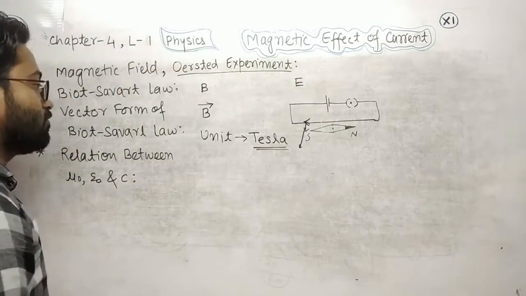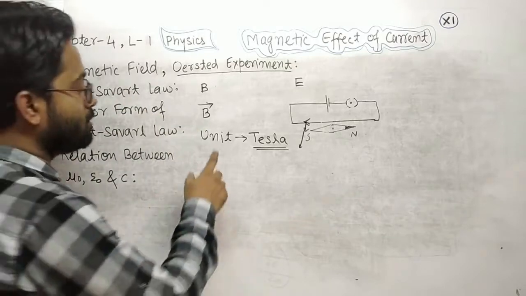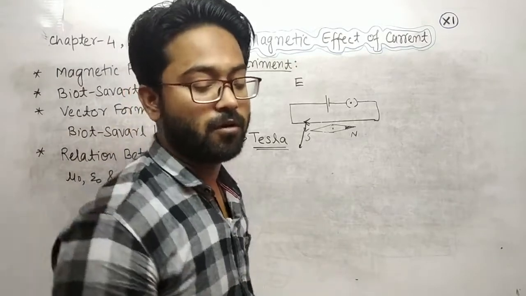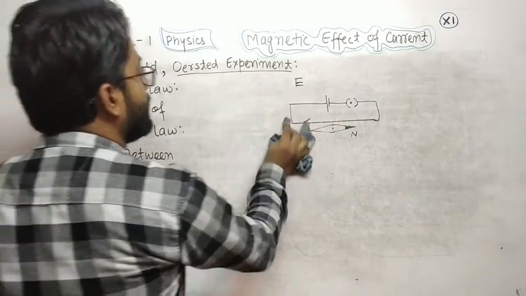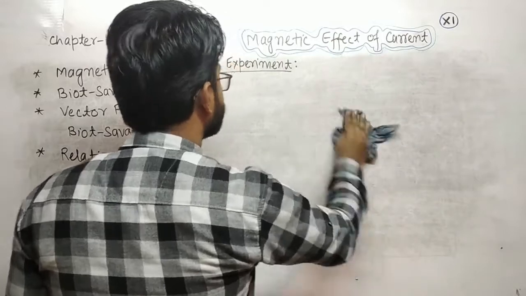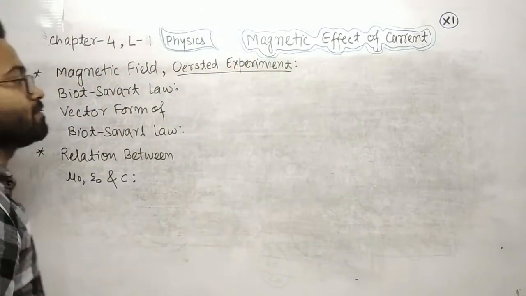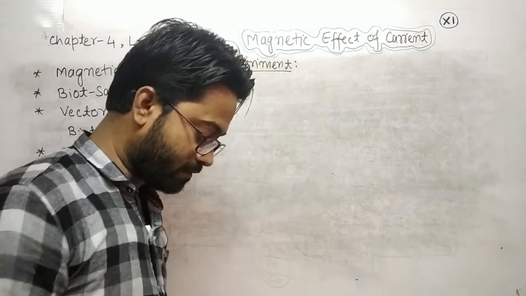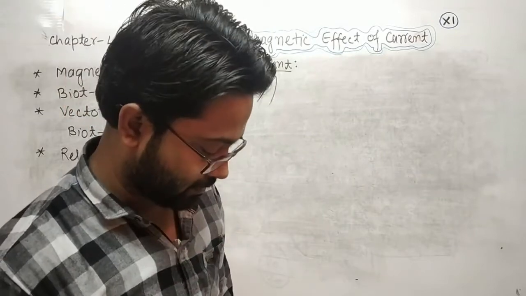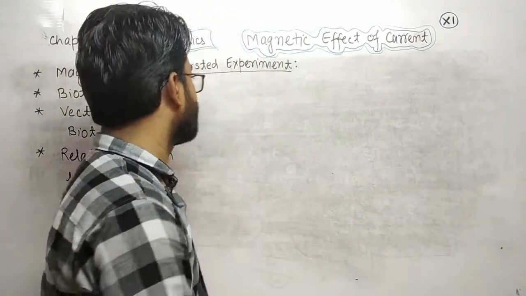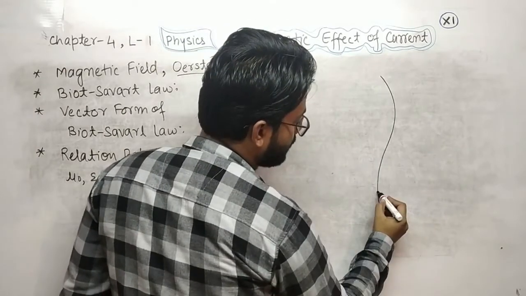And after discussing Biot and Savart law, you will be able to calculate the dimensional formula of magnetic field. First, we will talk about the Biot and Savart law. This is very simple. Biot and Savart law is used to calculate the magnetic field near a conductor if the conductor has some current. Let us suppose this is an arbitrary conductor.